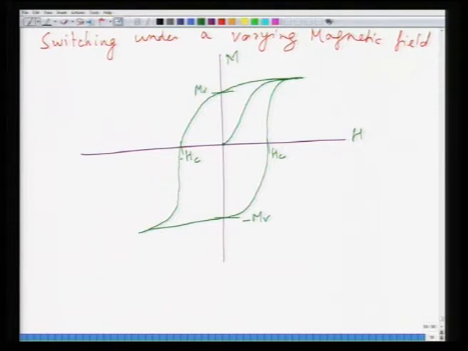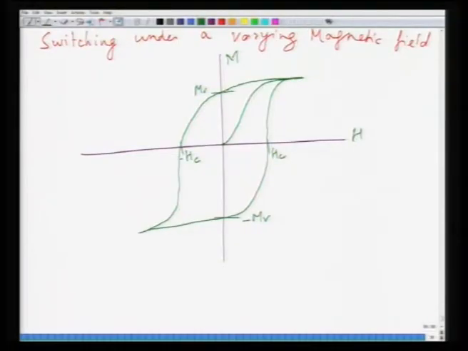And when you decrease this magnetic field, at 0 magnetic field there is a remnant magnetization, which means there is a net alignment of domains in one direction, and those domains happen to be larger in number or larger in volume as compared to those which are oppositely oriented.